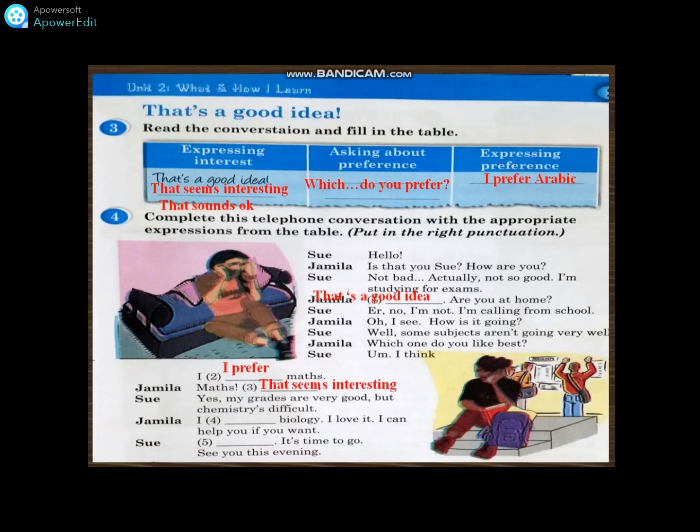Yes, my grades are very good, but chemistry is difficult. Biology. What do you think here? Yes, I prefer biology. I love it. I can help you if you want. And here, number 5. That sounds okay. It's time to go. See you this evening. Excellent job. Let's move on, please.